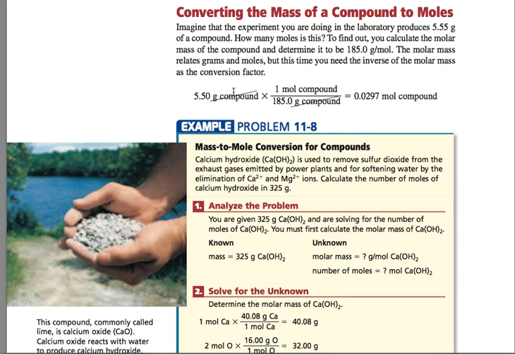So we're going to cancel out the grams of compound, and we end up with 0.0297 moles in 5.55 grams of a compound that has 185 grams per mole as the molar mass.